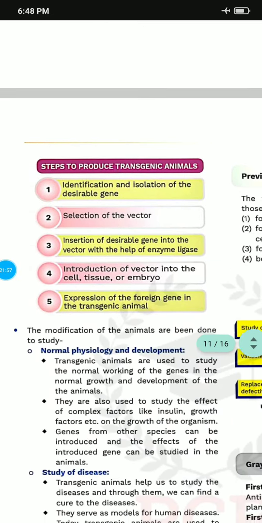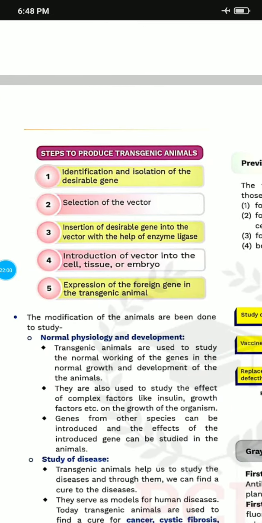The steps to form a transgenic animal: firstly, we have to identify and then isolate the gene of interest. Then select a vector, and insert the desirable gene into the vector with the help of the enzyme ligase. Introduce the vector into a cell, tissue or embryo, and then express the foreign gene in that transgenic animal.